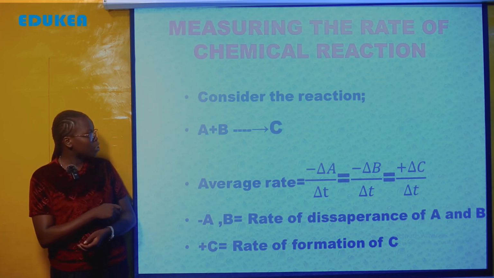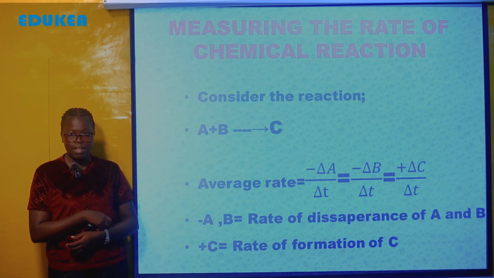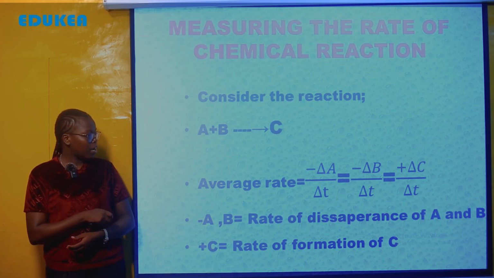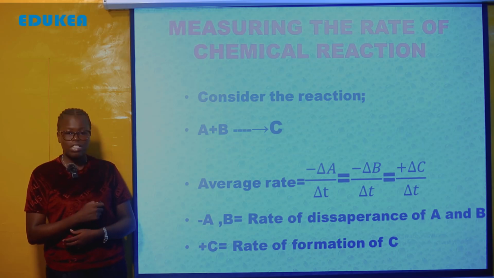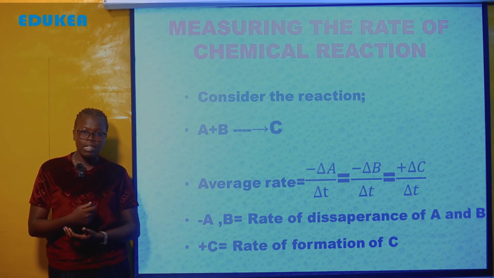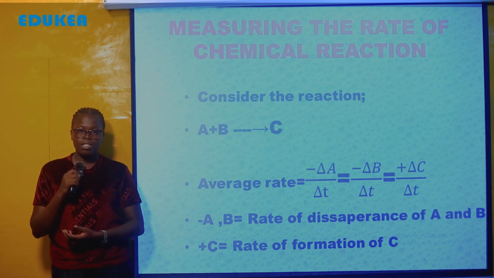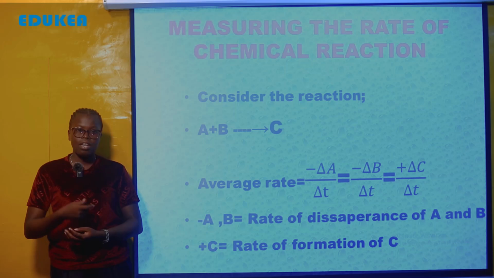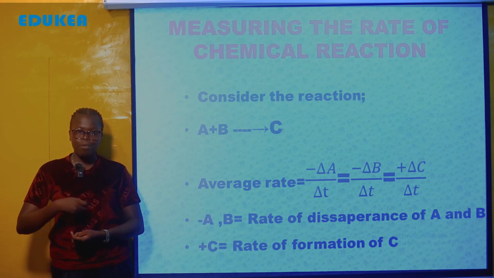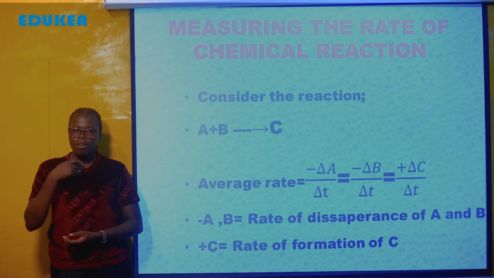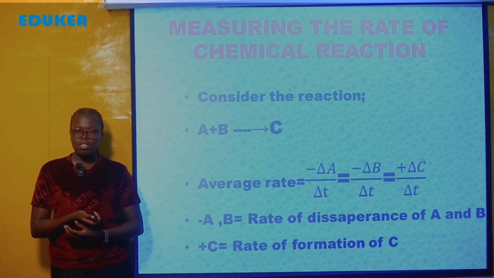Kwa mfano hapa tumepewa the 2 reactants, we have A and B, tunaenda kutengeneza product ambayo ni C. Therefore, to take the average rate here, we take the rate of disappearance of A or the rate of decrease of A, and mostly tunakuwa tunatumia negative symbol kuonyesha the decrease or disappearance of the reactant. Na kwa formation of product mostly tunatumia positive sign kuonyesha kwamba formation or increase in product.